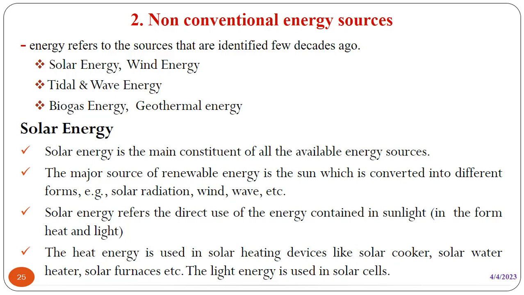Solar energy. Solar energy is the main constituent of all the available energy sources. The major source of renewable energy is the sun, which is converted into different forms, for example solar radiation, wind, and wave. Solar energy refers to the direct use of energy contained in sunlight in the form of heat and light. The heat energy is used in solar heating devices like solar cookers, solar water heaters, and solar fans, and the light energy is used in solar cells.